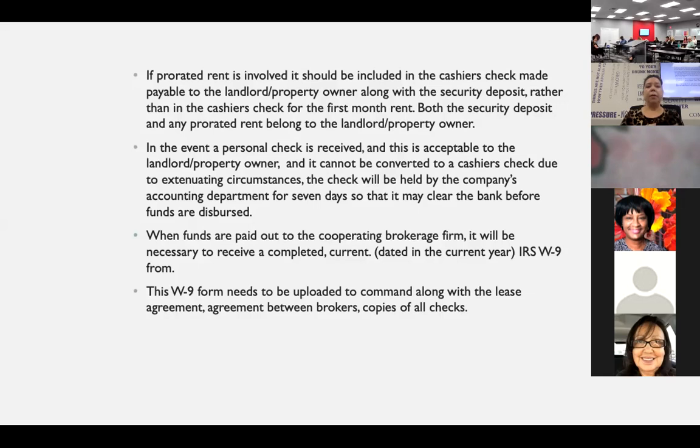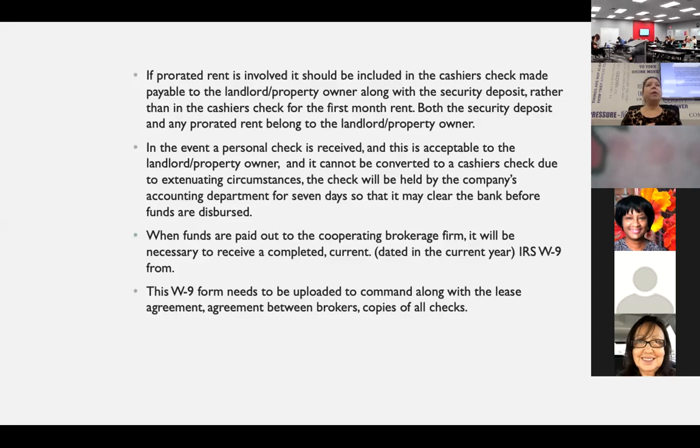When funds are paid out to the cooperating brokerage firm, it will be necessary to receive a completed, current, and dated in the current year IRS W-9 form. The W-9 form needs to be uploaded to Command along with the lease agreement and the agreement between brokers and copies of all the checks. So you always want to make sure too, at the time of execution, when you get all your monies, that you make copies of all the checks.